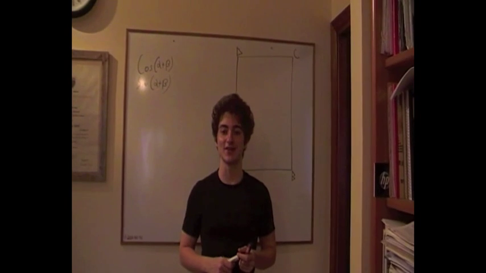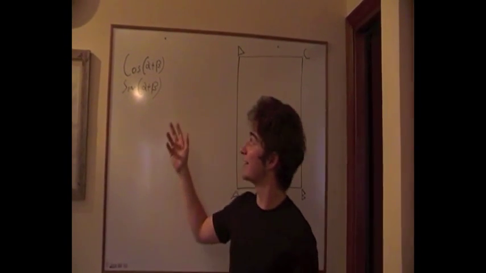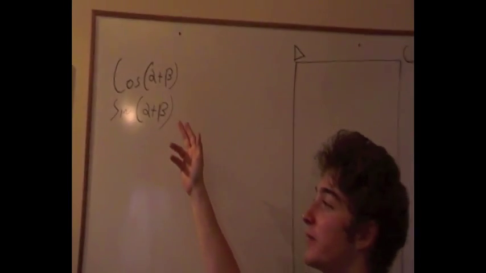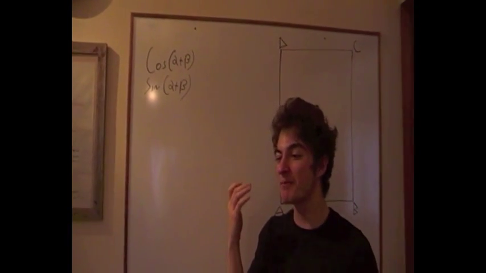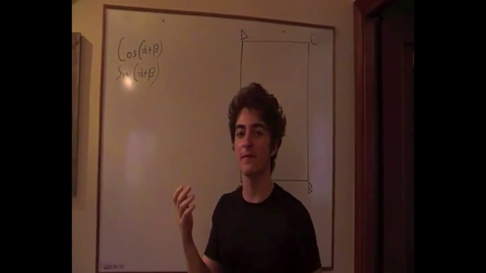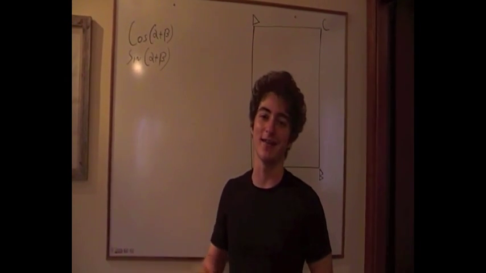Hey there, my name is Jake, and today we're going to talk a bit about trigonometry. More specifically, about the cosine and the sine of alpha plus beta. I want to tackle them because they're a bit complicated, especially if you take a more mnemonic approach to it. Anyway, let's start the proof.